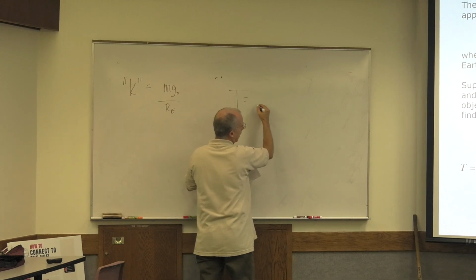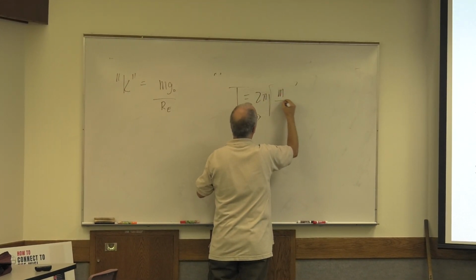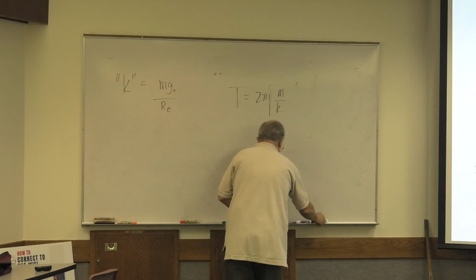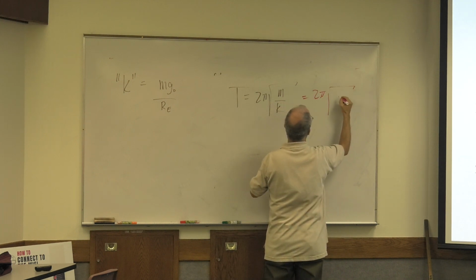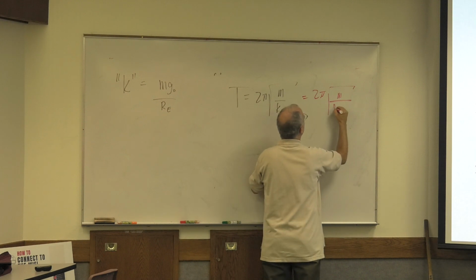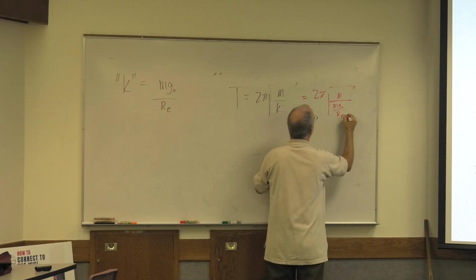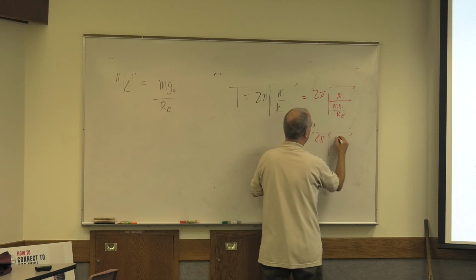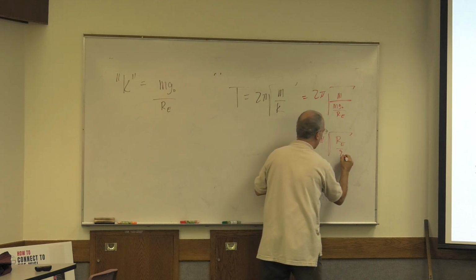The period is 2 pi square root m over k. So let's put in k. So we have 2 pi square root m over k. So k is mg0 over the radius of the Earth. Well, that's 2 pi square root of R_E, the m's cancel, over g0.